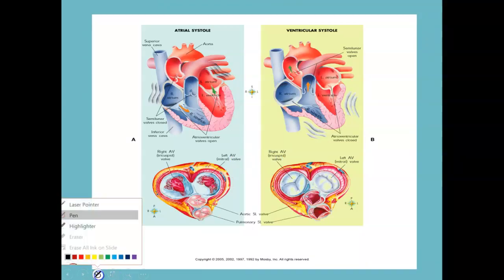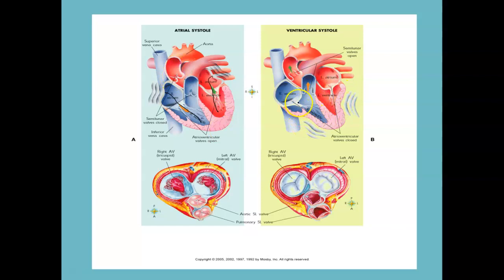This is better. As the right atrium contracts, it sends blood down to the right ventricle where it sits. As the atria are contracting, the semilunar valves are closed. Same thing happens over here. As the left atrium contracts, blood is sent down to the left ventricle. Semilunar valves are closed. During the ventricular contraction, the atrioventricular valves close and the blood goes out through the semilunar valves right here.